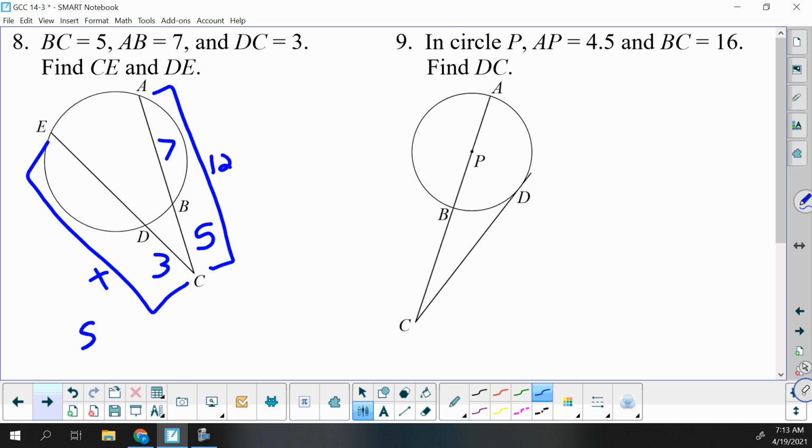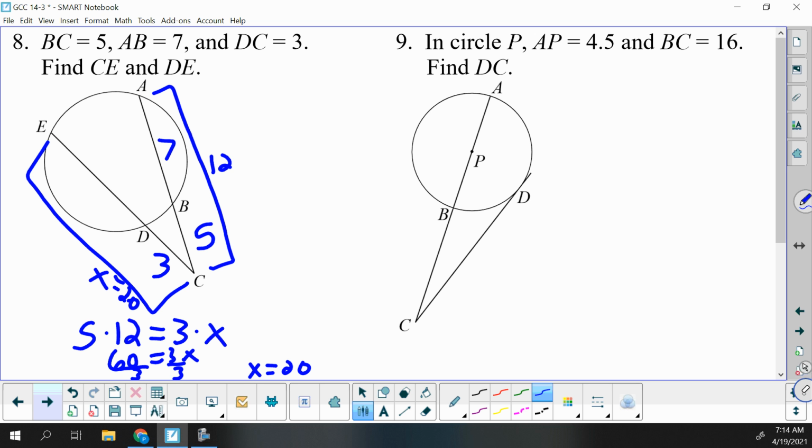So we'll do our 5, which is the outside, times the 12, which is the whole, equals the 3, which is the outside, times the whole, which is x. So this will be 60 equals 3x. And when we divide by 3, we'll get x equals 20.